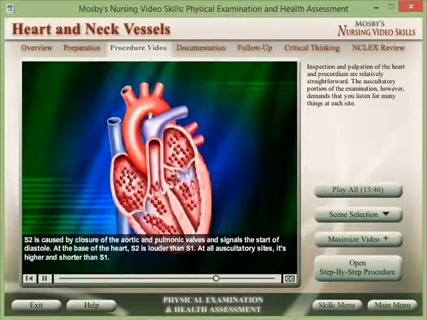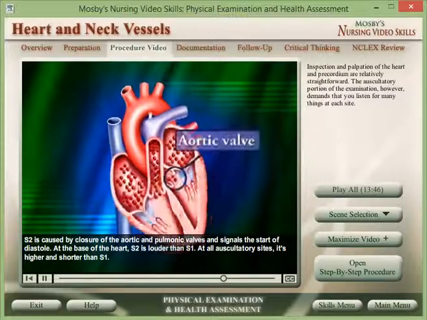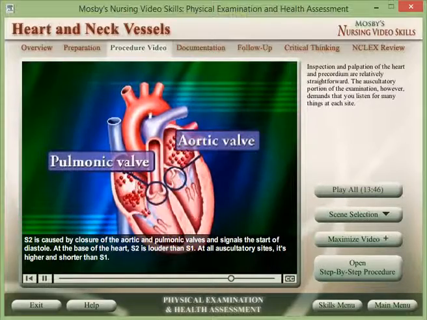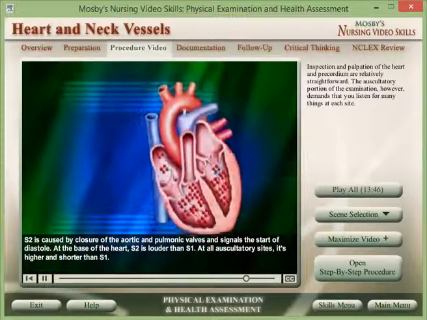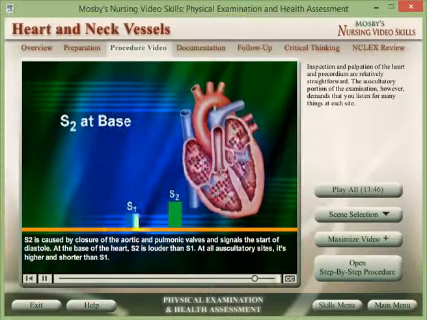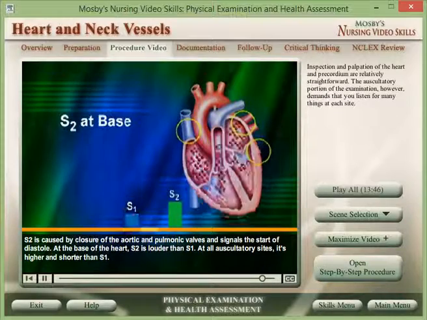S2 is caused by closure of the aortic and pulmonic valves and signals the start of diastole. At the base of the heart, S2 is louder than S1. At all auscultatory sites, it's higher and shorter than S1.